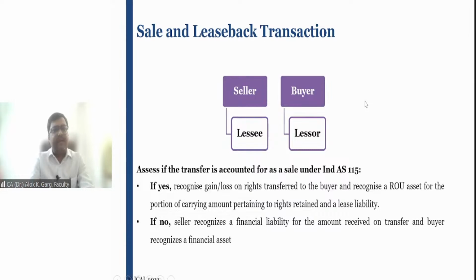Is the sale and leaseback transaction clear? Sale and leaseback means a person is selling the property and retaining the property by way of leasing. So the seller becomes the lessee and the buyer becomes the lessor. Why are these kinds of transactions happening? They are happening for the sake of liquidity.